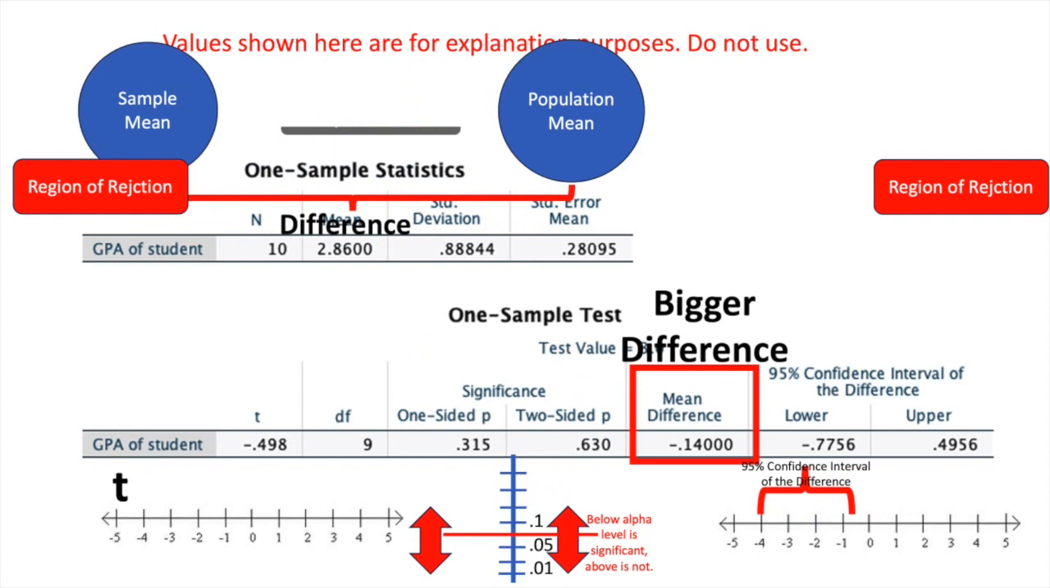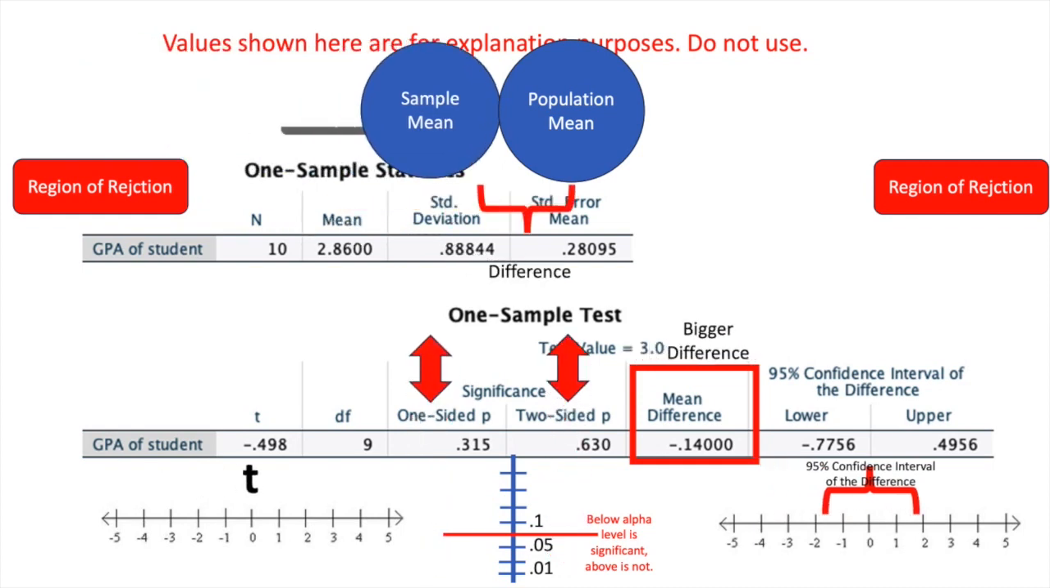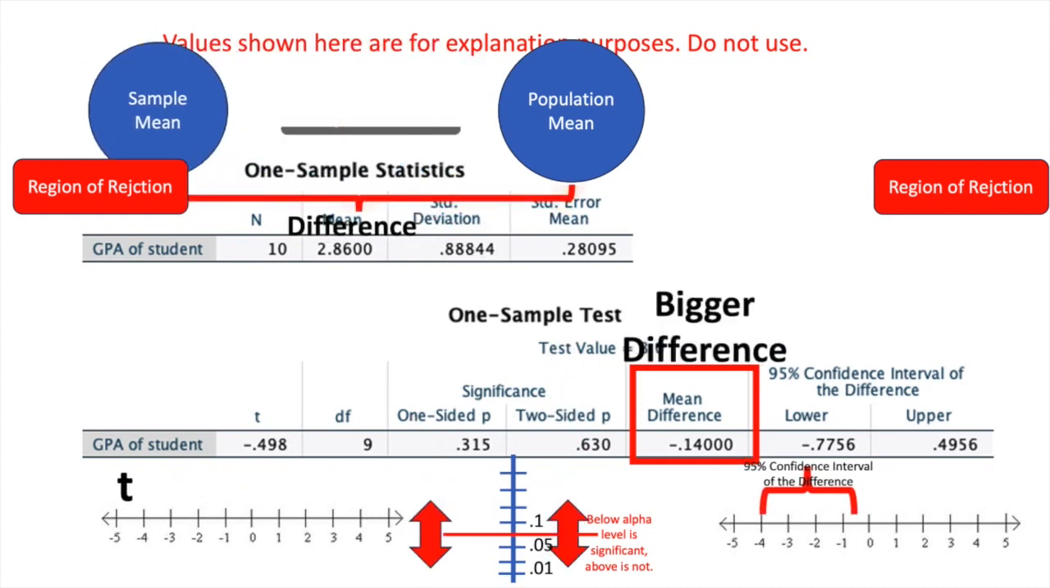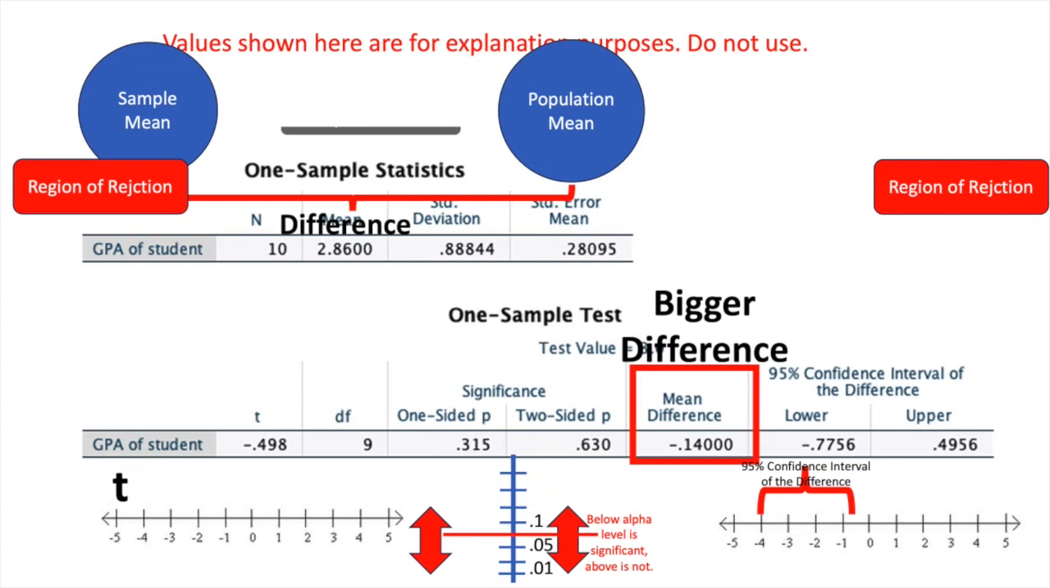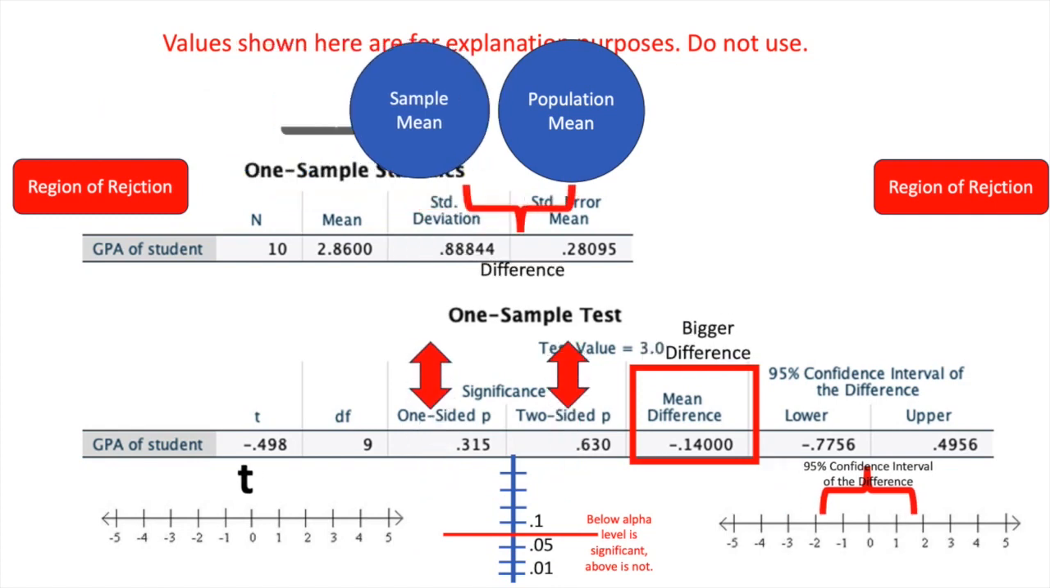If it goes below the alpha level, whatever alpha level you decide, then it is statistically significant. And look at the bottom right. Look at the range. The range looks like it's going away from zero as well, which means that the range will not contain zero.